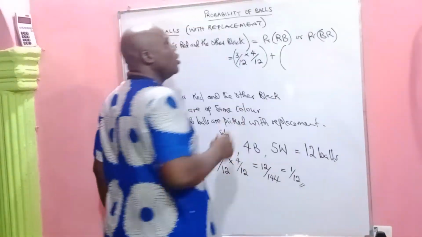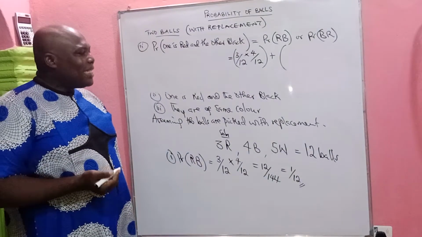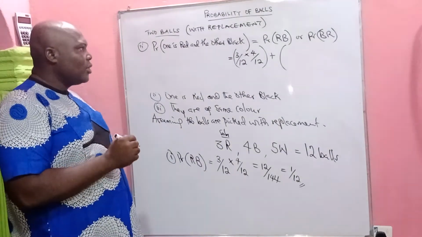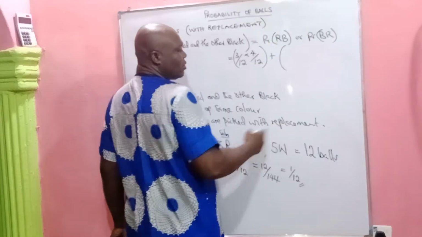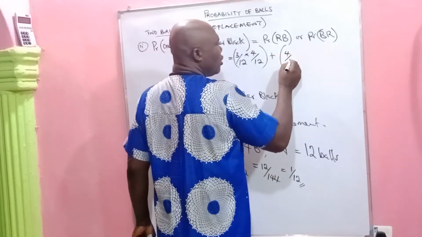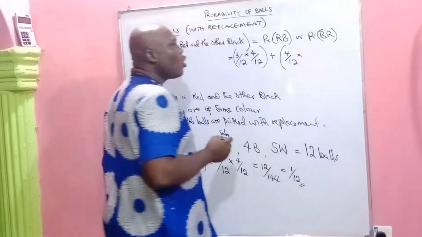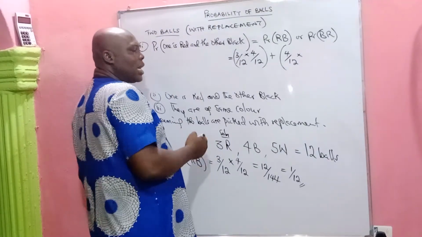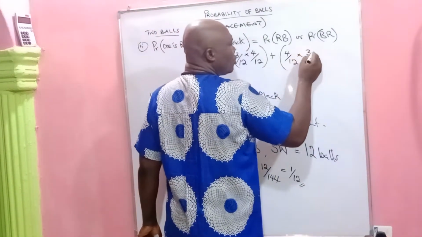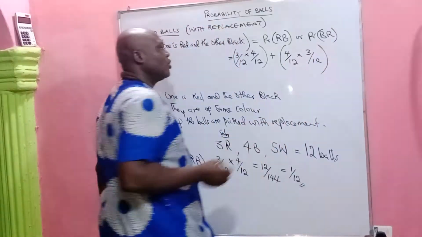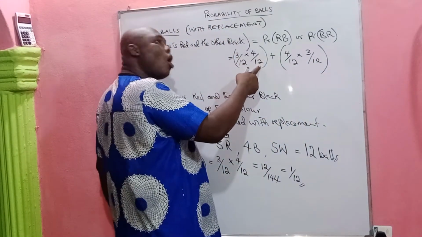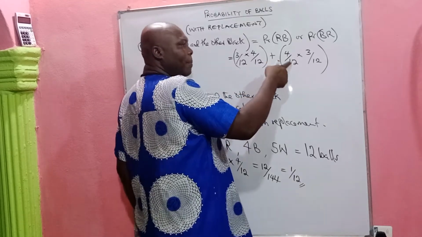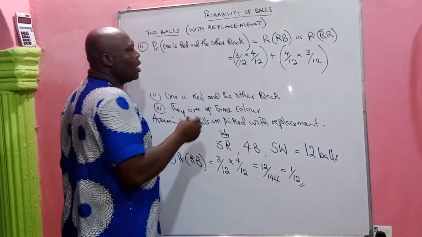All right, so maybe the first is this time around black. So the first we pick is black. That'll be 4 over 12. 4 blacks over 12. And the second is red. The second one is red. How many reds? 3 all over 12. Please take note of that. So we have the first being red, the second black, or plus the first being black and the second red. That's what we are trying to do.